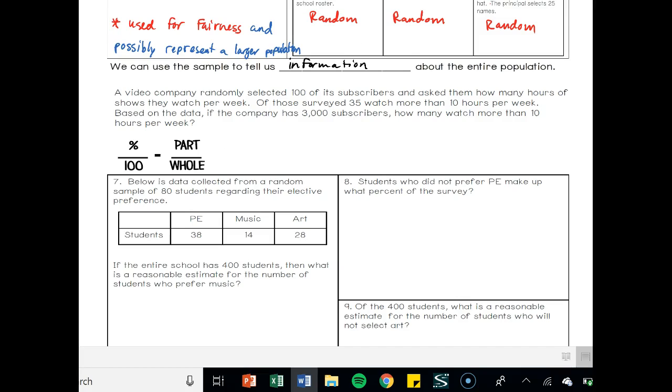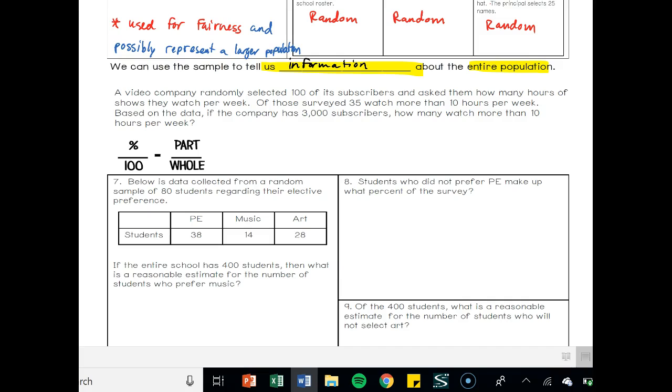Now, why would we use samples in the first place? We can use samples to tell us information about the entire population. Maybe it's not possible for us to take a survey of the entire population. If we use a correct random sample, what we get out of that random sample, we could then extrapolate or predict out what it might be for the entire population.